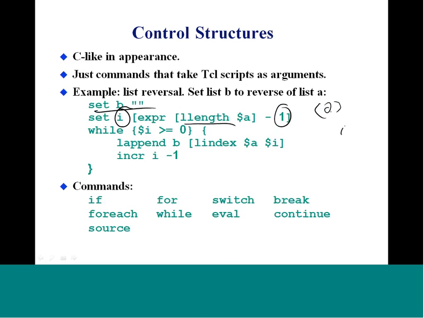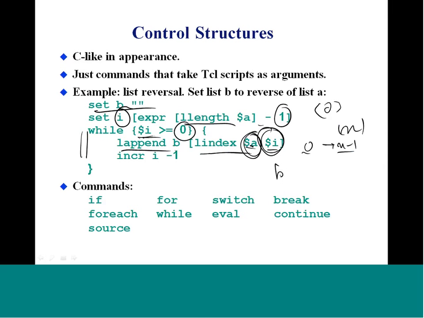So if you have n numbers, the actual list indexes are 0 through n minus 1. So we subtract that 1, and now we just go through this while loop, which is one of the control structures. We say $i greater than or equal to 0. As long as i is greater than or equal to 0, do this, which is lappend B to lindex A $i. So lindex A $i returns the list element at index i from the list $a.